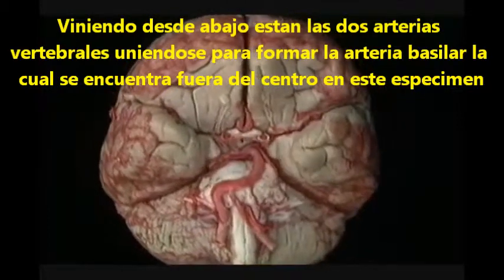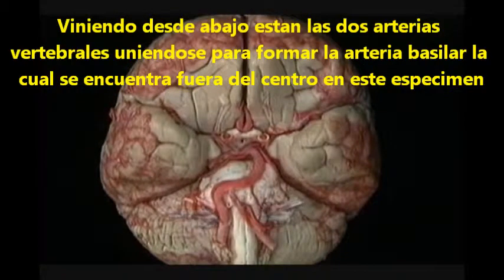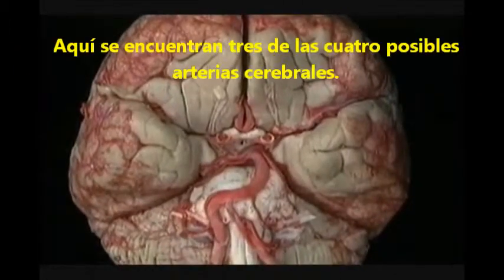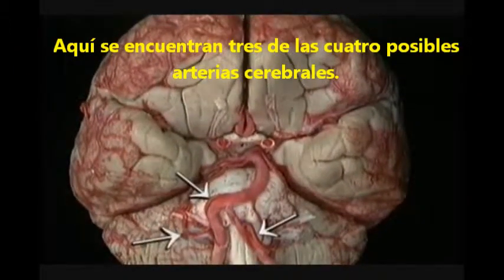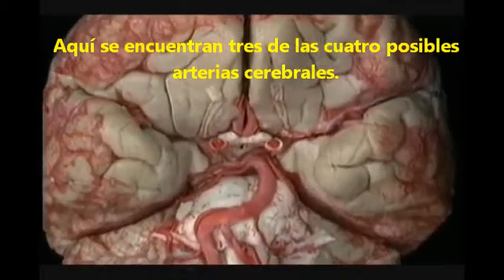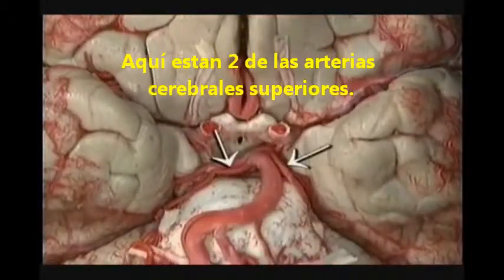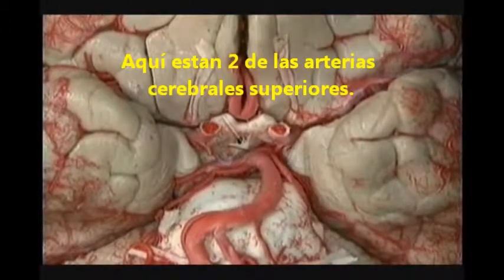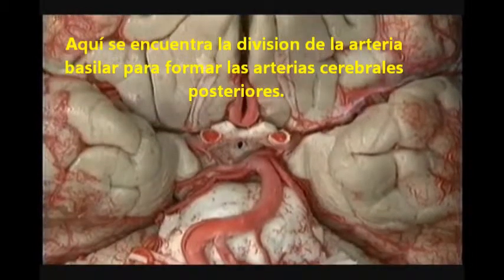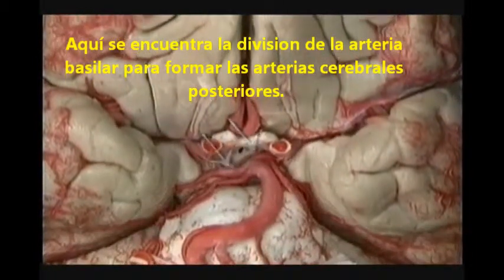Coming from below, here are the two vertebral arteries joining to form the basilar artery, which is quite off-center in this specimen. Here are three of the possible four inferior cerebellar arteries. Here are the two superior cerebellar arteries. Here's the division of the basilar into the two posterior cerebral arteries.